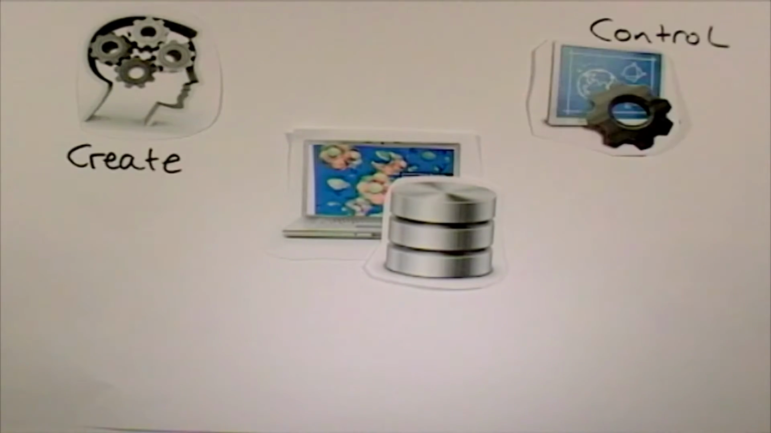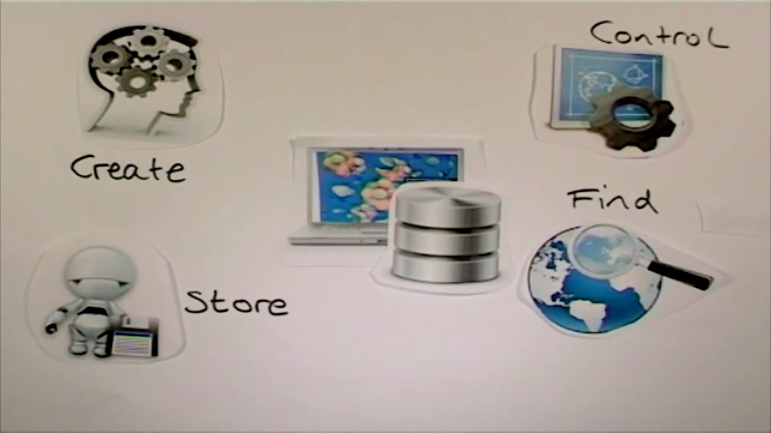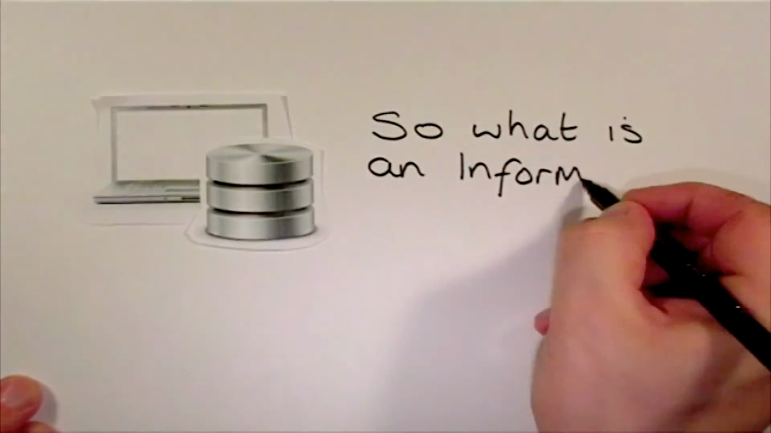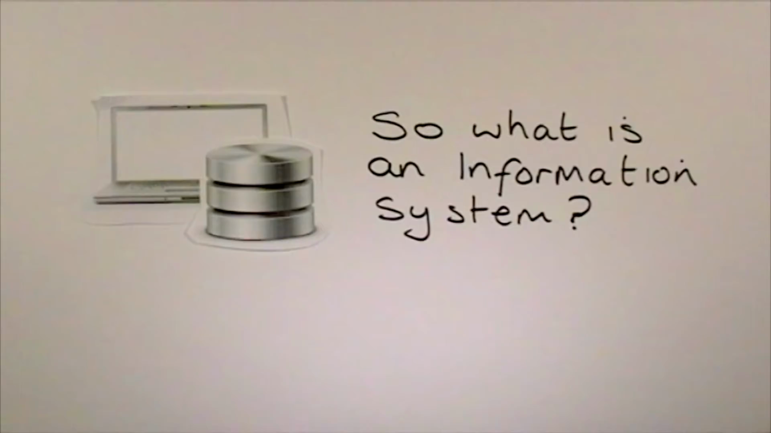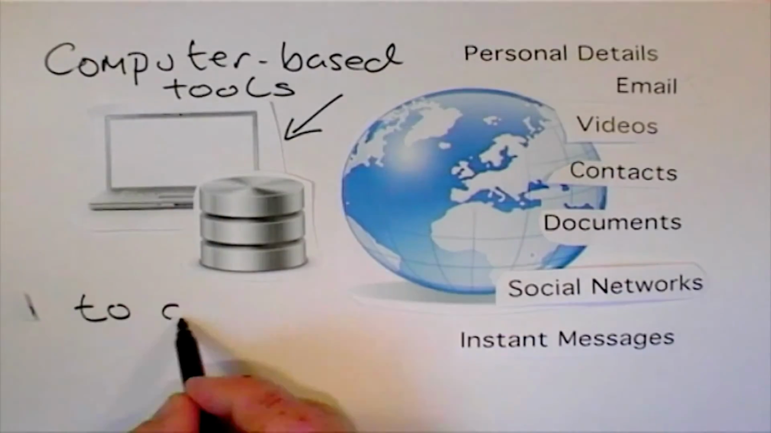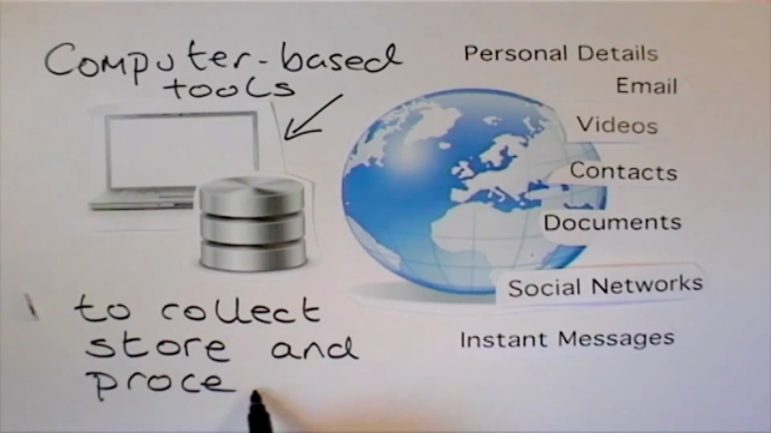We depend on information systems to help us create, control, store, find, and access this information. So what is an information system? An information system is a set of computer-based tools for collecting, storing, and processing data in our world.